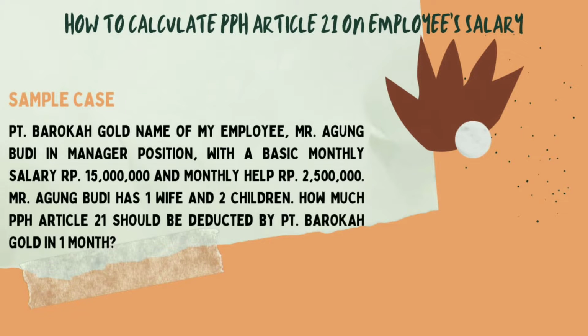Next is an example of how to calculate PPh 21 for permanent employees. So here is an example case: PT Emas Barokah has an employee named Mr. Agung Budi, who is a manager with a basic salary of 15 million per month and a monthly allowance of 2,500,000. Mr. Agung Budi has one wife and two children. How much is the PPh 21 for PT Emas Barokah?